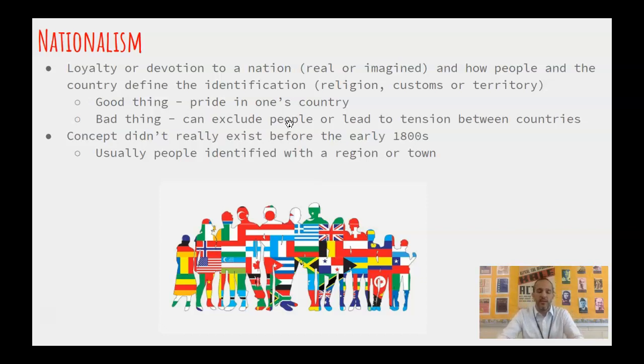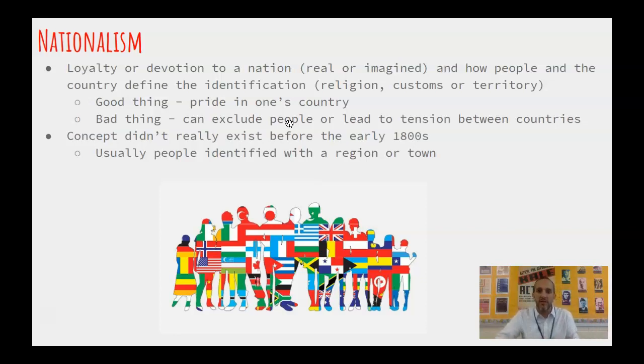Nationalism is essentially loyalty or devotion to a nation, and that's that word national or nationalism in there. It can be a real nation. For example, the United States of America is a real country, and having loyalty or devotion to the United States of America, if you're an American citizen, is a real thing, and it's a real country.